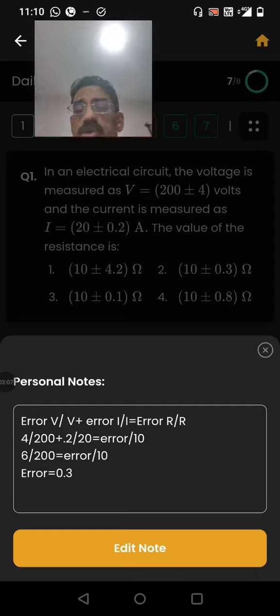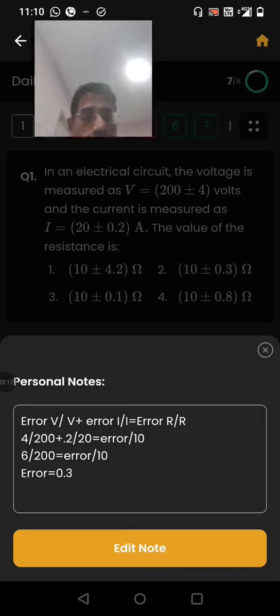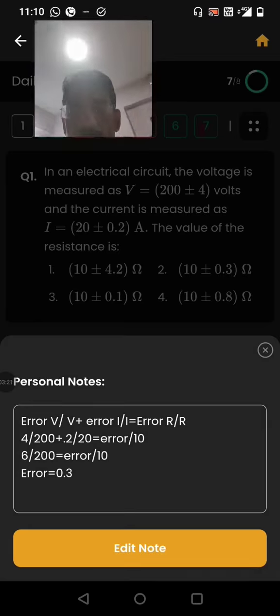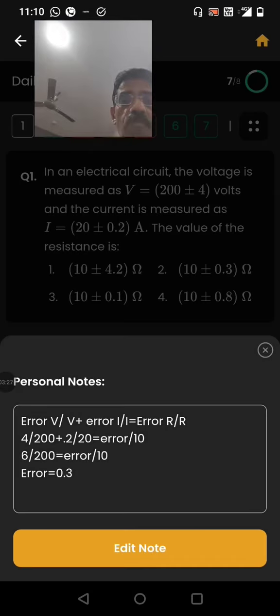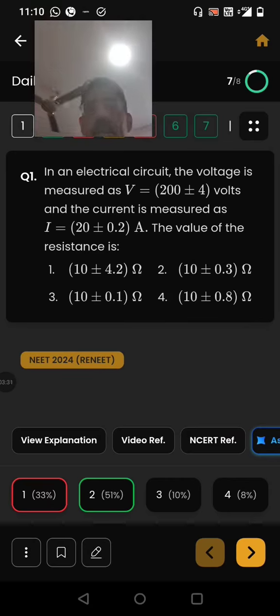You get 200 as LCM, so 6 by 200. That is equal to the error of R divided by what? The resistance itself. Error of R out of how much? Out of 10. So therefore, 6 by 200 is equal to error by 10. So error becomes equal to 0.3, right? Therefore, the answer for this will be 10 plus or minus 0.3.